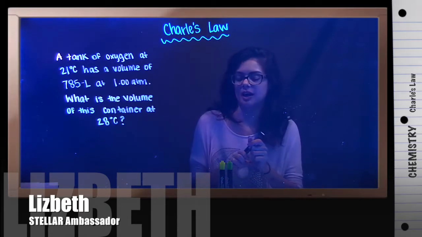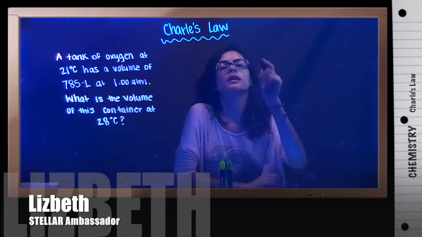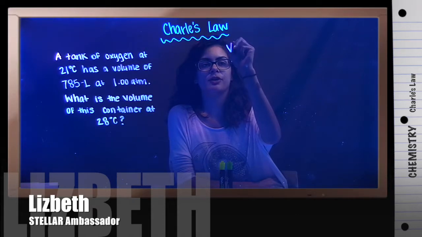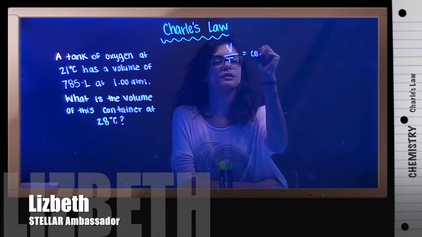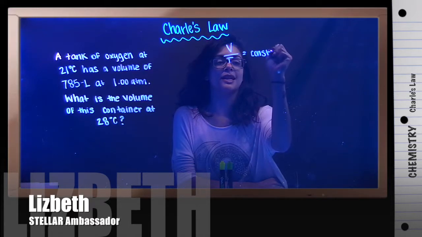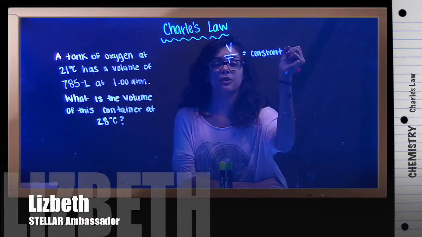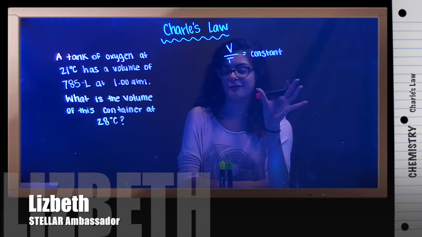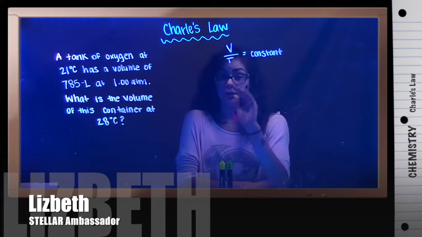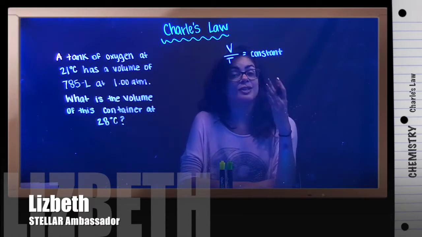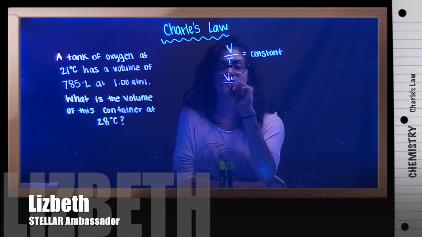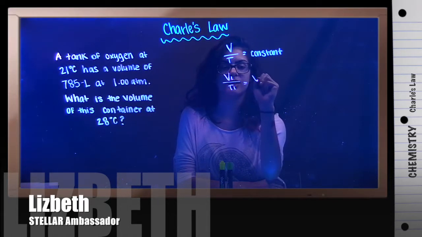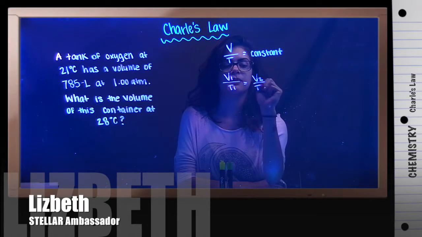Charles's law basically states that if I have a volume divided by a temperature, it's going to equal a constant. So that means any given volume at any given temperature will always equal the same value. The important part of this is an equation that we can get out of it, which is going to be V1 over T1 equals V2 over T2.